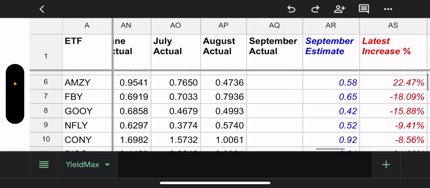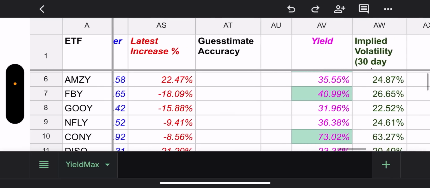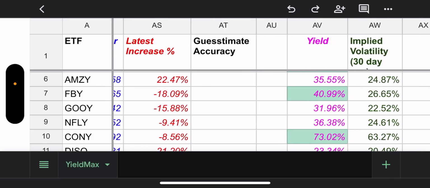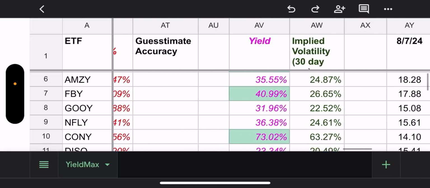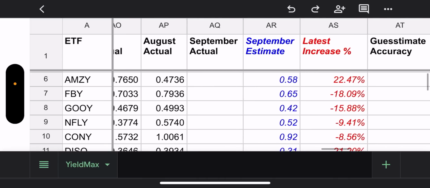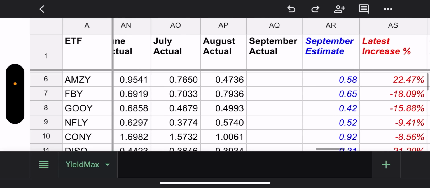All right, let's move on to AMZY. AMZY, they paid 47 cents last month. I'm going to predict 58 cents, which is a little higher. Their IV is 24%, which is disgustingly low. I mean, what the hell? So this would yield them 35%. Why did I go a little higher? Again, gains per share, I'm showing it went up $1.30. I don't track AMZY, so I have no idea how they did. Did they make money on the synthetic? So that's why, okay, maybe it'll be 58 cents, which is an increase from the prior month.